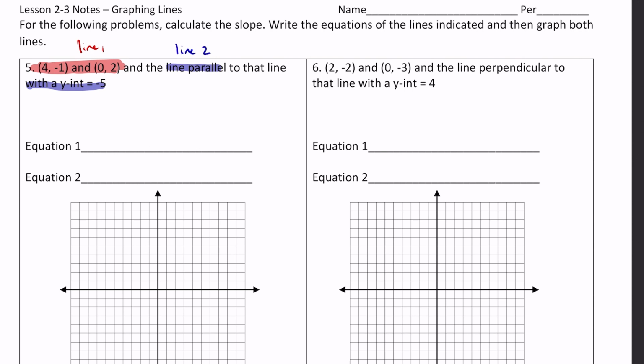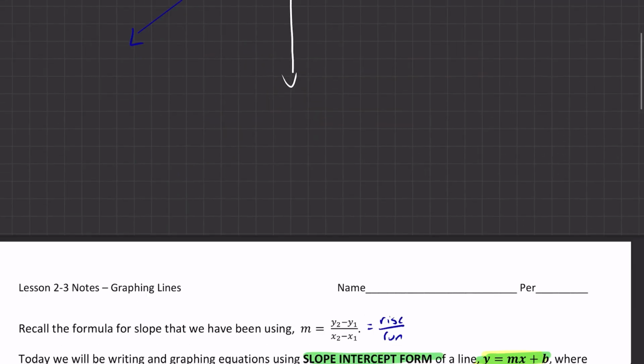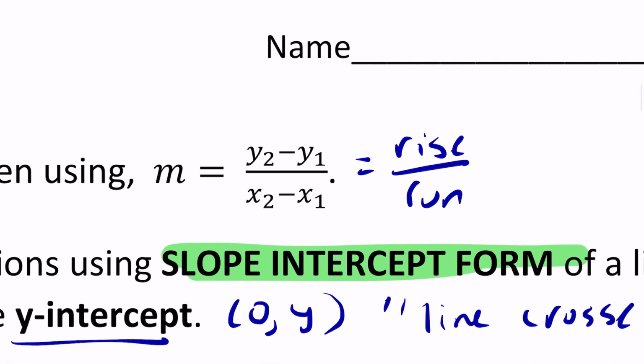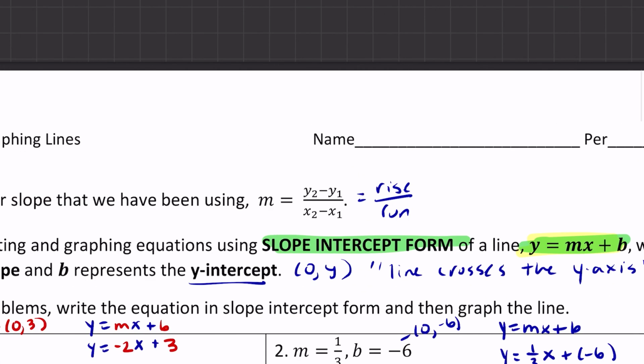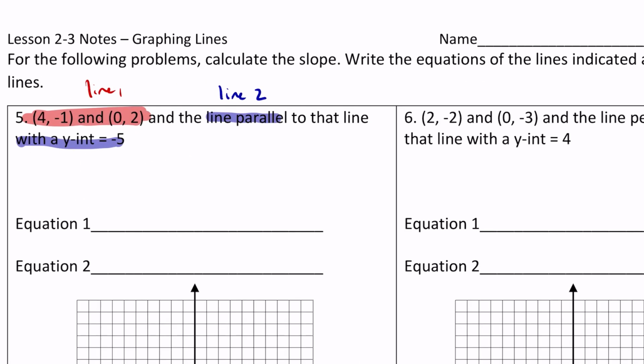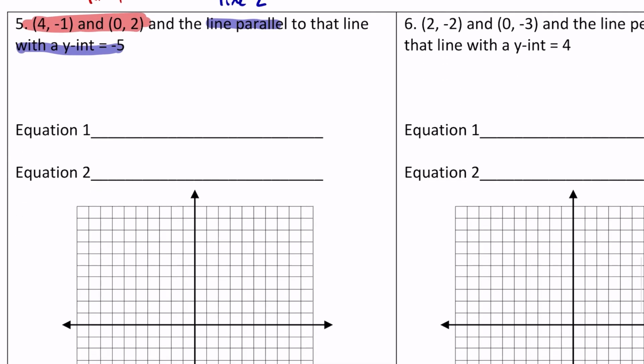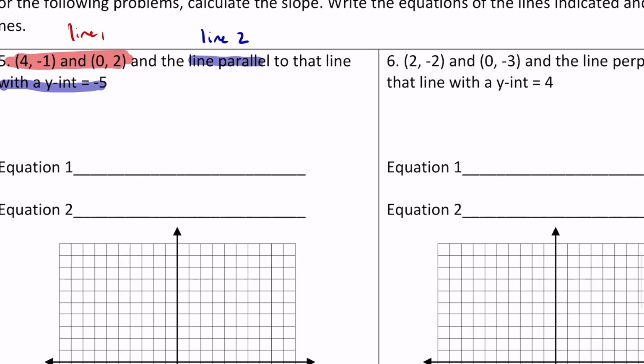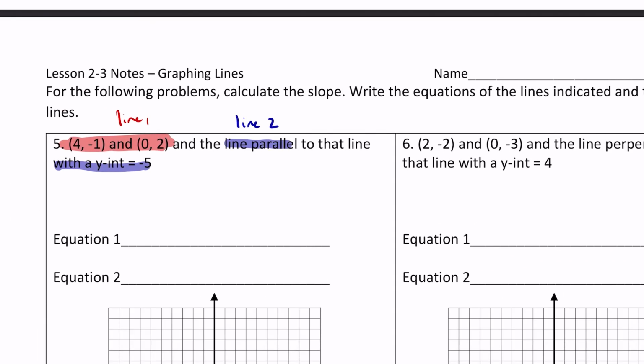Okay, so if I look at these 2 points, what am I going to do with these 2 points? Well, if I go back, we have the slope, which is y2 minus y1 over x2 minus x1, right? So if I use that to my advantage, I can figure out how to graph these lines here. So we say m for the first line, y2 minus y1 over x2 minus x1.